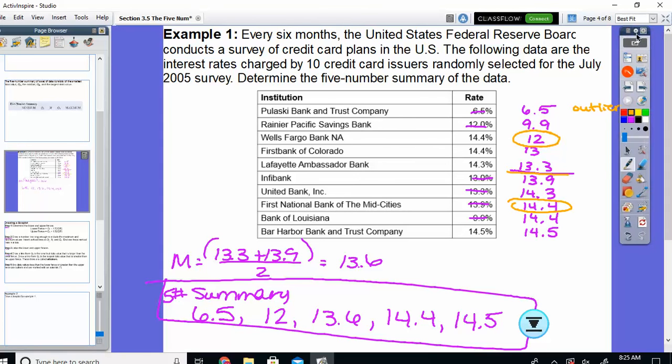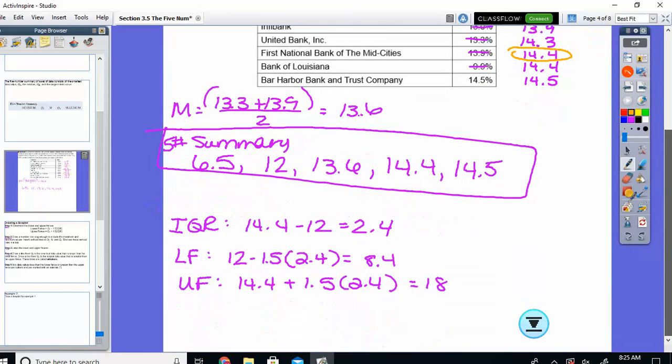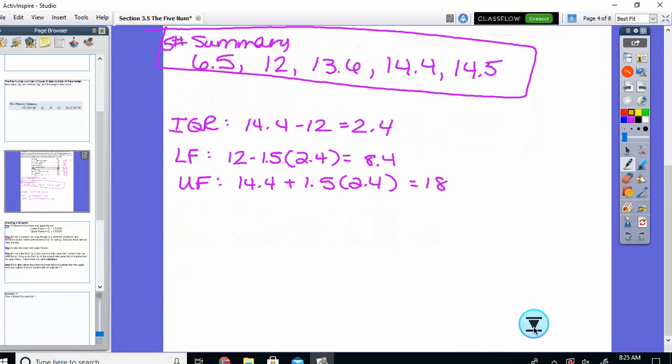All right. So we have to draw a number line to put our box plot above. Well, that is not straight, but just pretend. I'm just going to count by 2's.